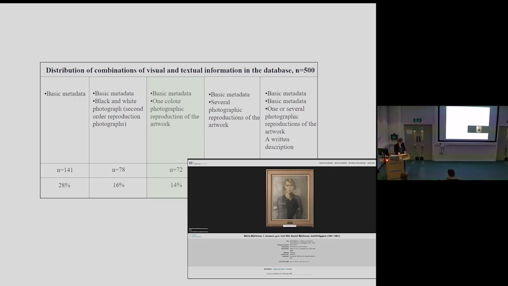A more intermediate type of entry includes a single color photograph and basic metadata. This is what we, before doing this study, thought was going to be the most common type of entry, but it was not.